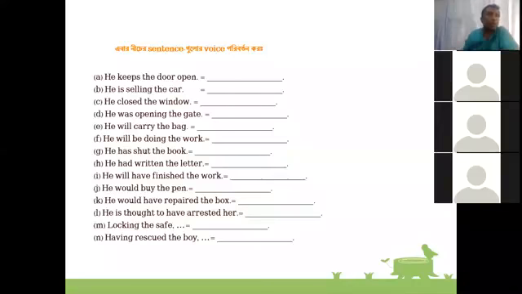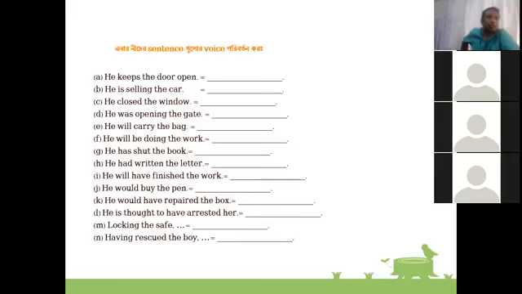He keeps the door open. What will be the answer? The door is kept open by him. Good. The door is kept open by him. He is selling the car. The car is being sold by him.